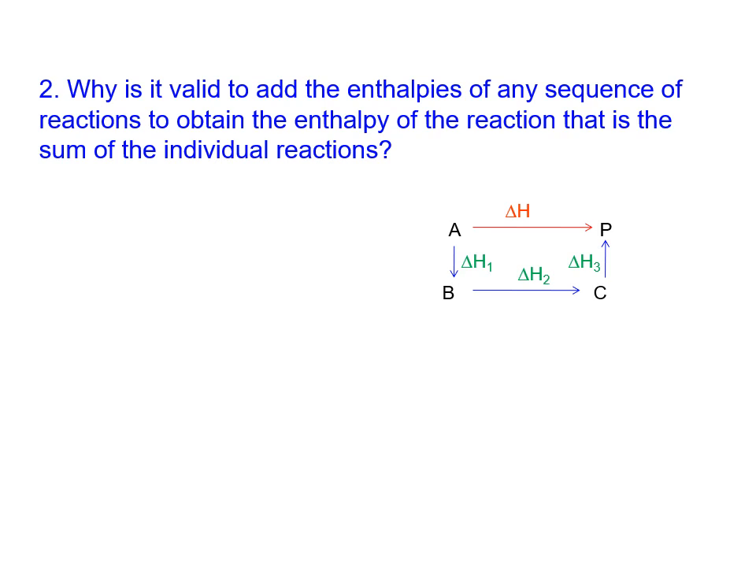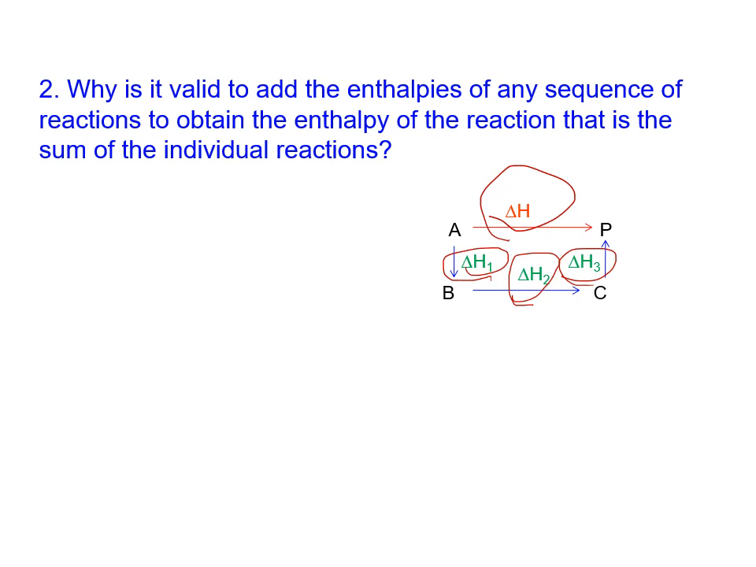Question number 2 asks you, why is it valid to add the enthalpies of any sequence of reactions to obtain the enthalpy of the reaction, that is the sum of the individual reactions? It asks that in order to get delta H directly from reactants A to P, you can imagine the reaction going along another path, first to B, and then C, and then P, and the delta H should equal the sum of all these steps. Why is this valid?